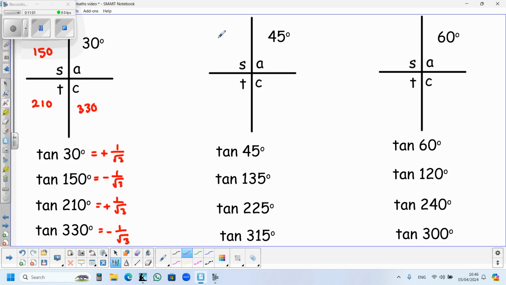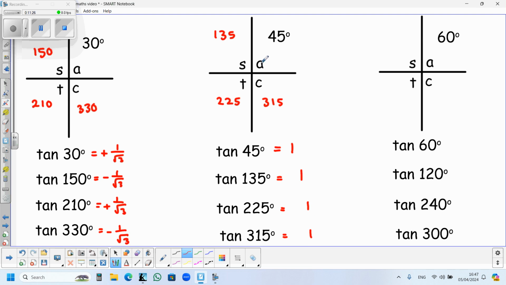Tan 45, angles related to that are 135, 225 and 315. We've been through that twice already, so you should be becoming aware of what those are. Now tan 45 is equal to 1, so they're all going to be equal to 1, but 2 of them are going to be plus 1 and 2 of them are going to be negative 1.